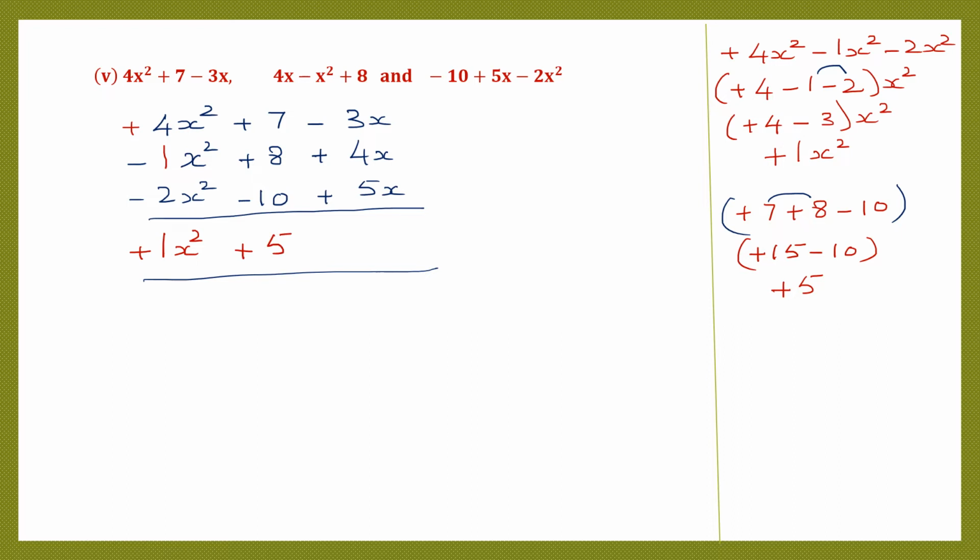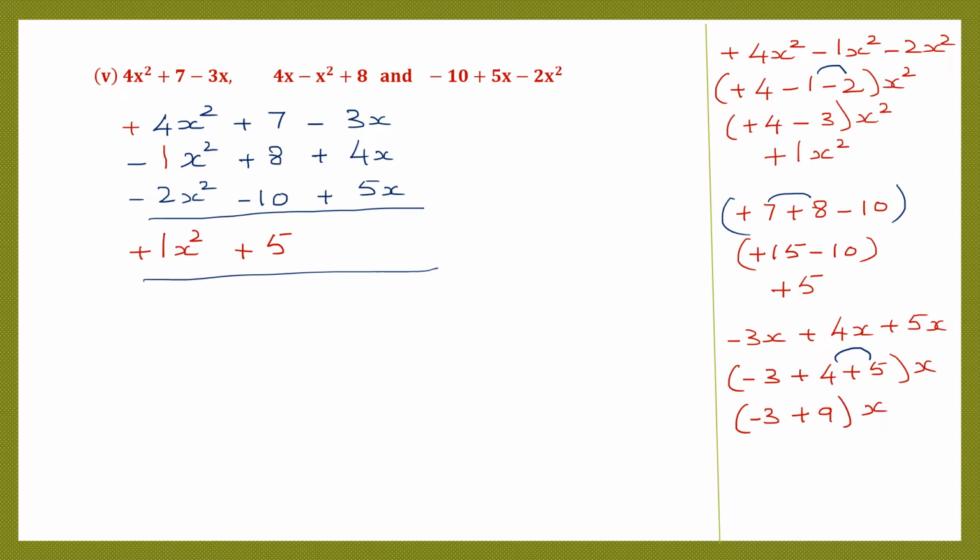Now the third one is the x column. Minus 3x plus 4x plus 5x. So the numbers are minus 3 plus 4 plus 5x. Now adding up the numbers with the same sign, we get plus 9. So let's write that down. Minus 3 plus 9x. Now signs are different.